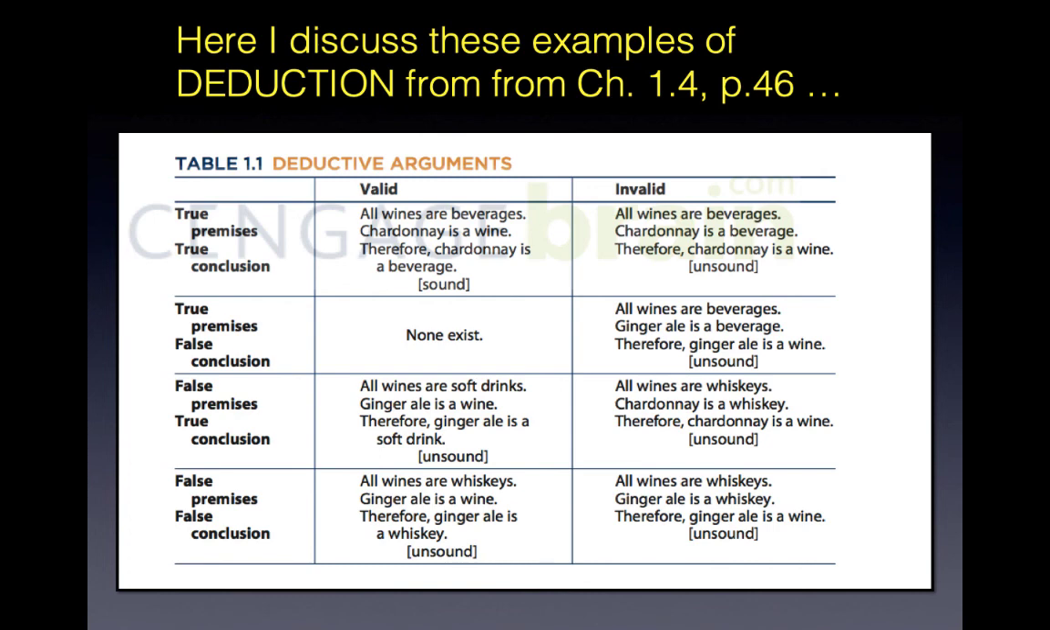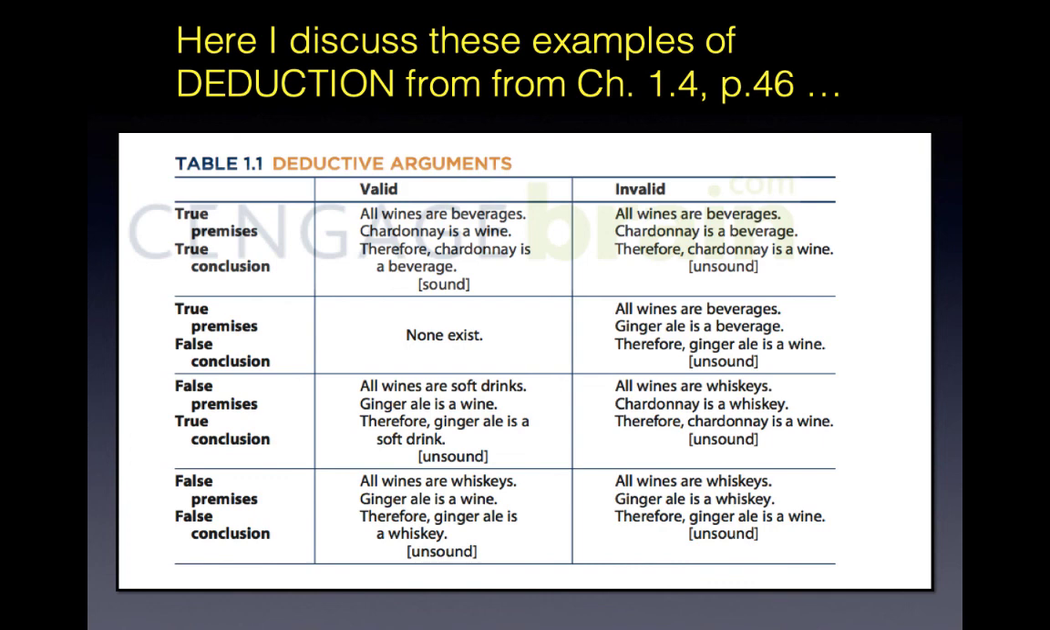All wines are beverages. Yeah, right? I mean, there's beverages that aren't wine, but here we're talking about wines, not beverages, but wines. The thing about wines, all of them, they are beverages. Second claim, ginger ale is a beverage. Okay, so, ginger ale is not wine. It's a beverage. It's among beverages as well.